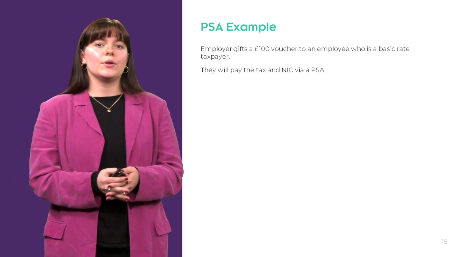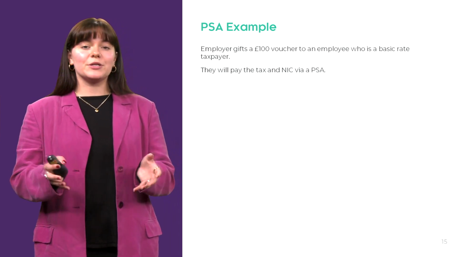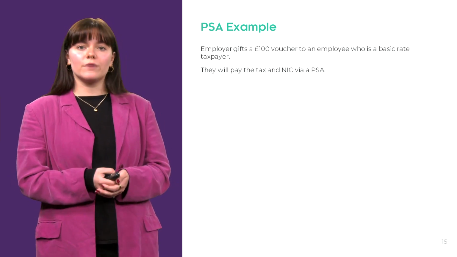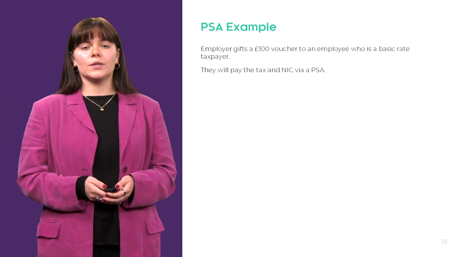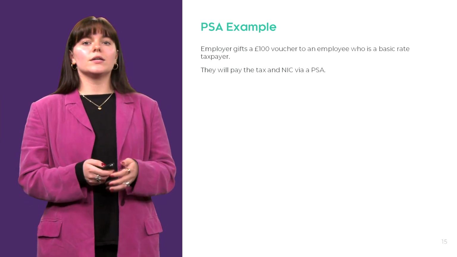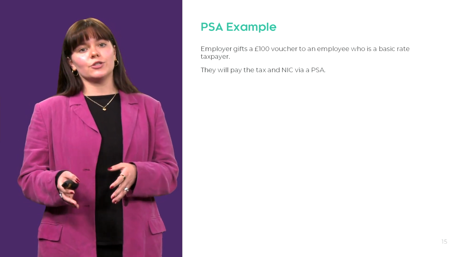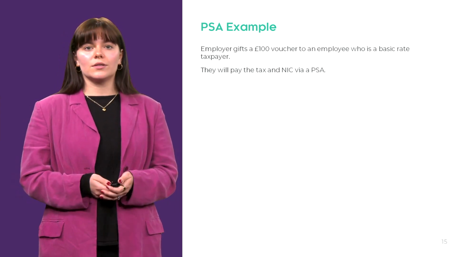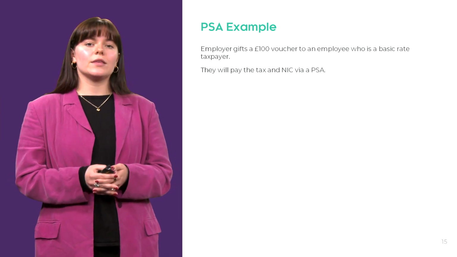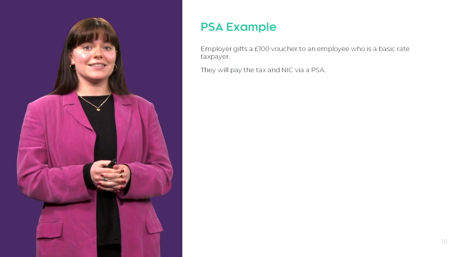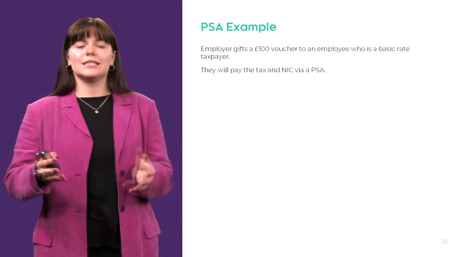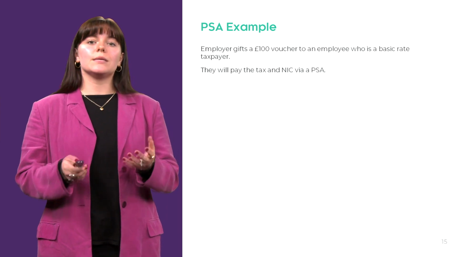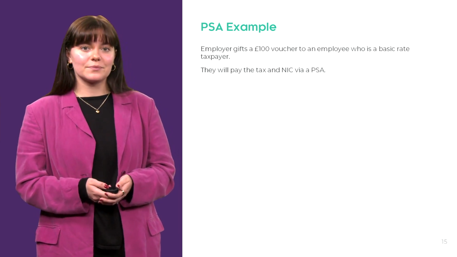Let's move on to an example of how a PSA, or pay-as-you-earn settlement agreement, works in practice. Suppose an employer gives a £100 voucher to a basic rate taxpayer. Under a PSA, the employer agrees to cover both tax and national insurance due on that benefit, so the employee doesn't bear any of this cost. Because the employer is paying the employee's tax, that payment is itself considered a benefit. This means that we need to gross up the value of the voucher using the employee's marginal rate of tax.